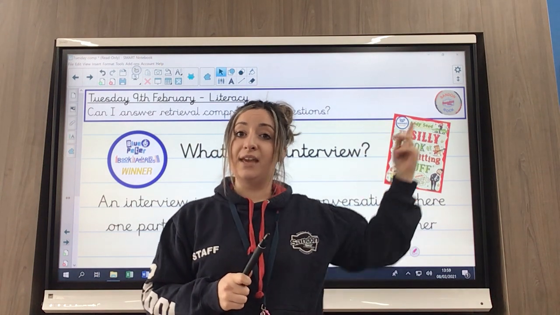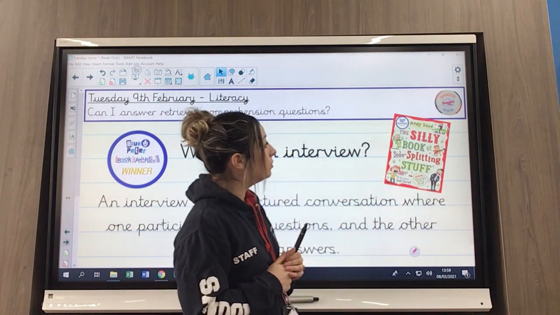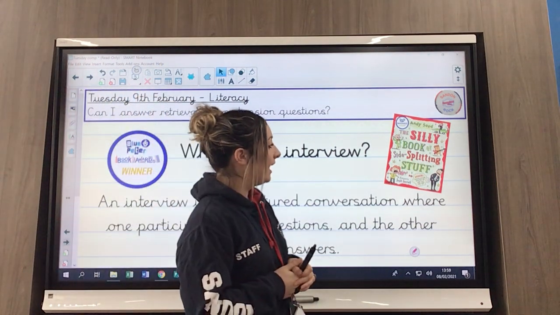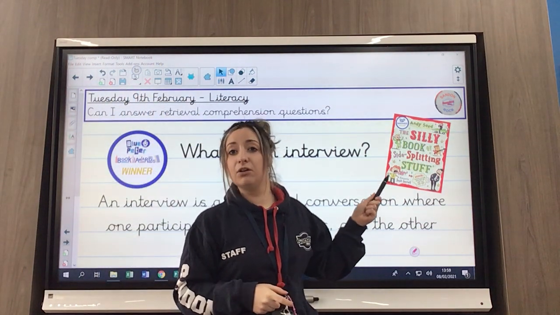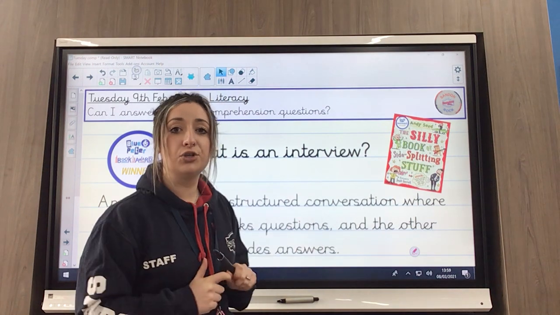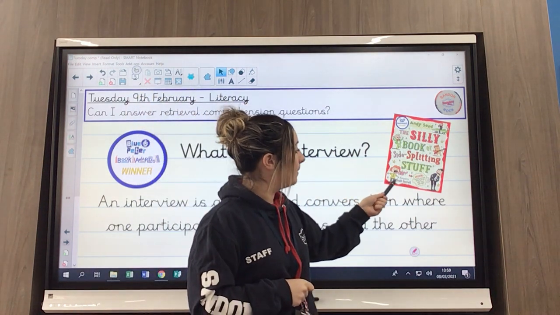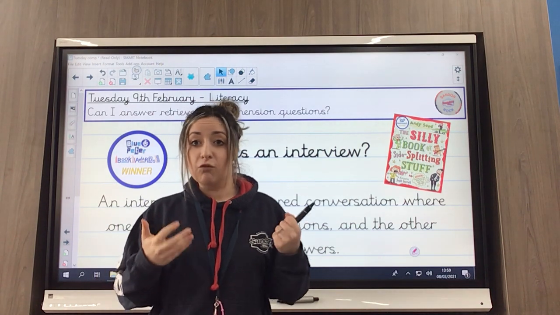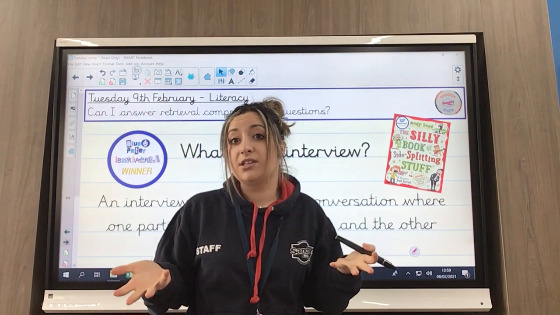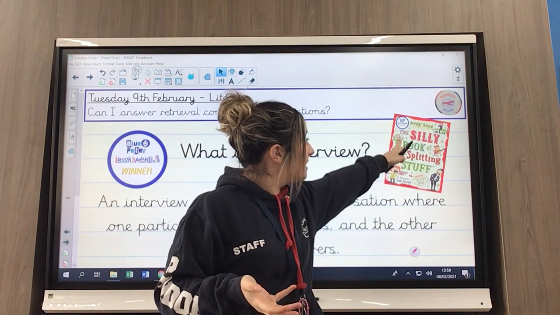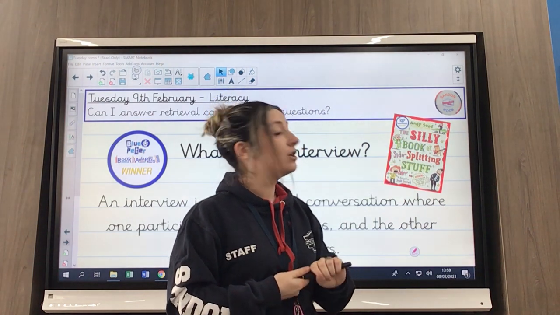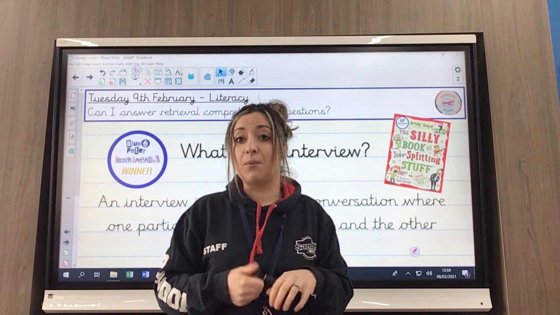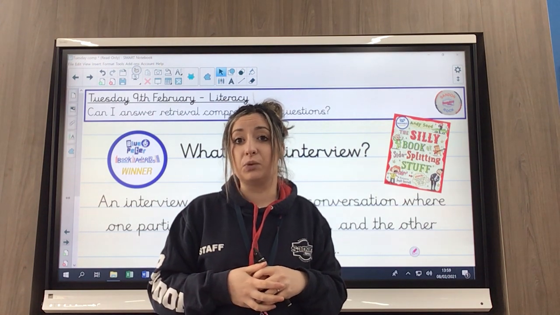It was for this book, and it's called The Silly Book of Side-Splitting Stuff. I don't know if you can see on the screen or whether you can zoom in, but it's illustrated by Scott Garrett. His illustrations are actually rather similar to Nick Sharratt's. So it's really nice to see that some of the illustrations are very similar to some that we have seen, and we've had that illustrator and author in school, haven't we?